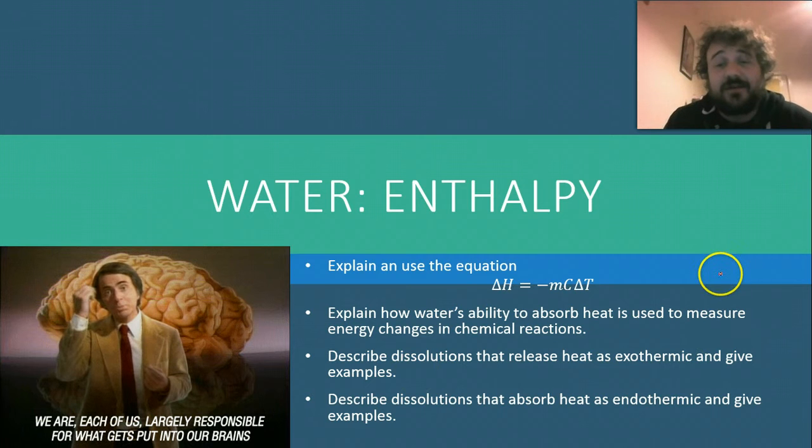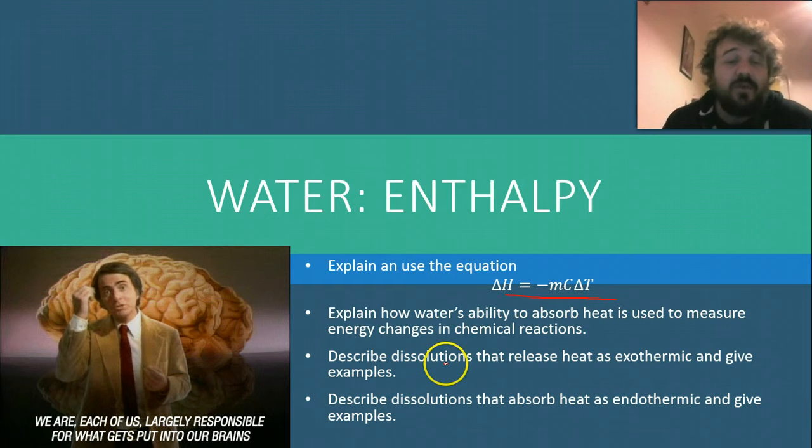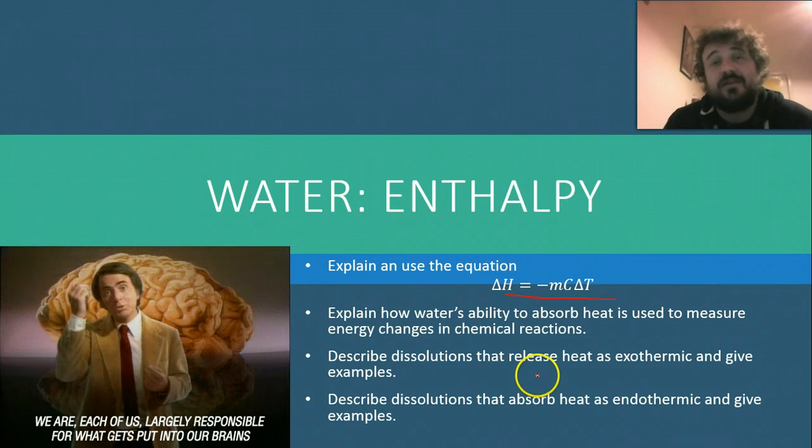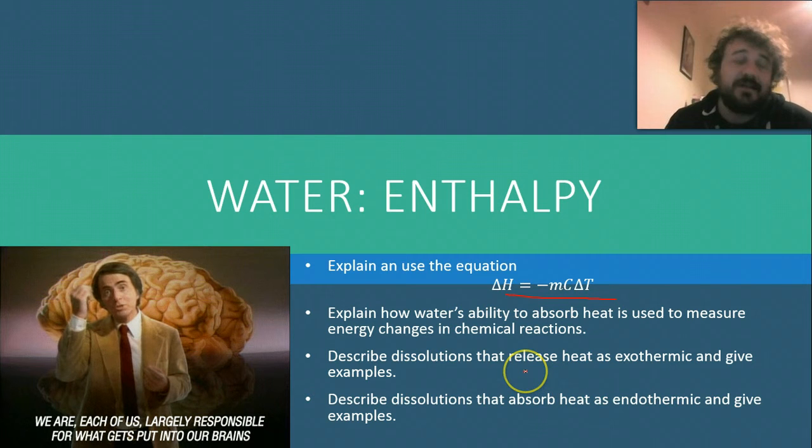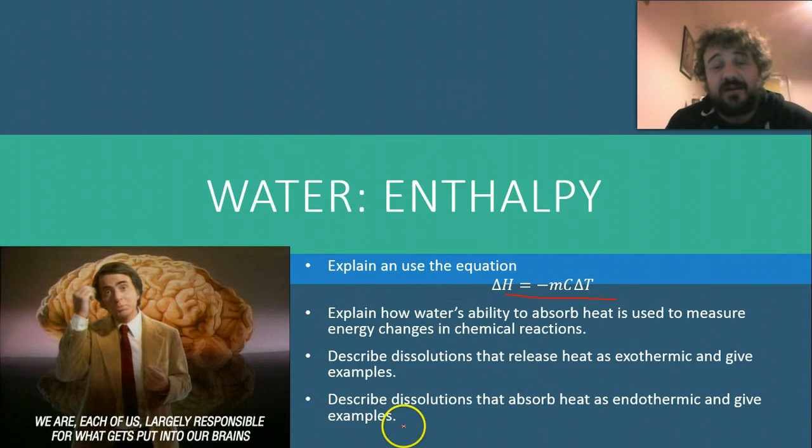Alright, so we're going to use it to explain this equation here, and how we use that. We're going to explain how water's ability to absorb heat can be used to measure energy changes in a chemical reaction. We want to describe solutions that release heat as exothermic and ones that absorb heat as endothermic. Now, we've got a lot on. These are our goals right here, so we're going to skip the what's the point page and jump straight in.